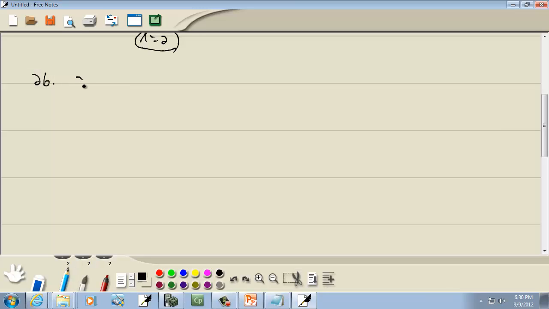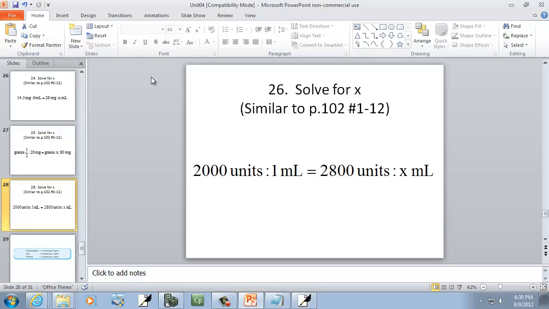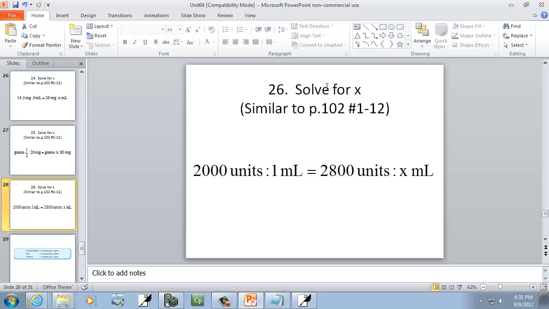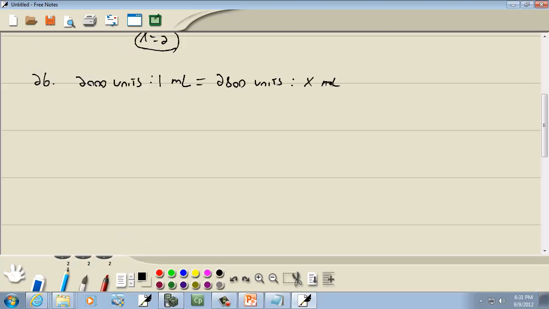One more of those. I got 2,000 units to 1 milliliter, and then we've got 2,800 units to X milliliters. Again, it's units, milliliters, so I can go ahead and drop those and just set them up in proportion form. So this will be 2,000 over 1 equals 2,800 over X.